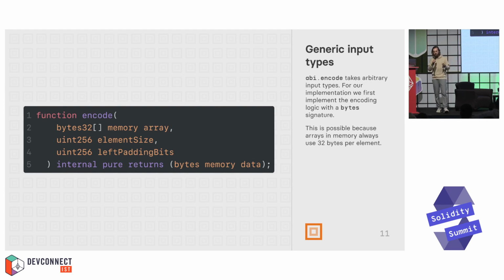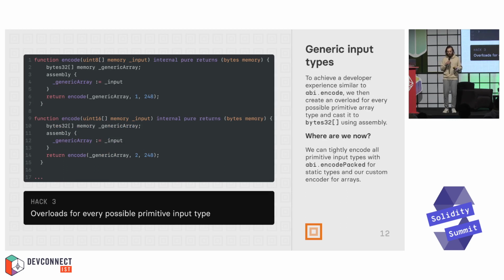So using that, we can implement the logic for packing the data tightly for arrays, but we still can't call that function with arrays of different types. And so what we have to do here, our third hack, is essentially we just create an overload for every possible primitive array type, and then using that, we in the end actually have a function that we can call with any array, or any primitive array type at least. And then internally, what it does is it casts it to a bytes 32 array, and then passes it to our implementation of the encoding function.